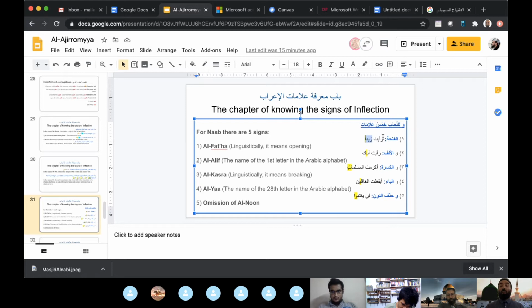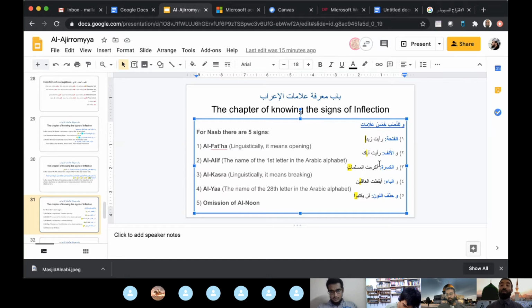Okay. So here I will add a slide explaining that general rule for your reference, inshallah. Ra'aytu zaydan. Zaydan is mansub. Why? Because it has the inflection of nasab. How do you know it's mansub? Because it has a fatha. Fatha is one of the signs of nasab.